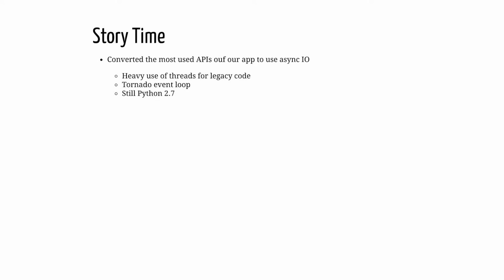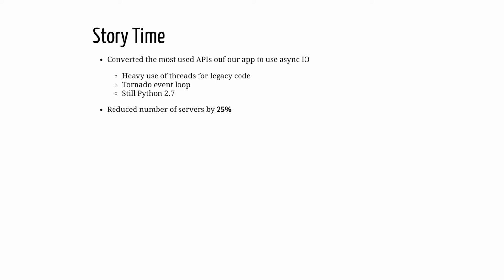A little story time about what I did at work. So our main app that my team works on is written in Tornado. When I joined the company, it was mostly written in synchronous Tornado. The Tornado framework can do both synchronous and asynchronous. And so what I did is convert our most used APIs, our most used endpoints, from synchronous code to asynchronous code. Since this was legacy code, we mostly used threads at this point. So we throw all the I/O into threads. At this point, we are still on Python 2.7.